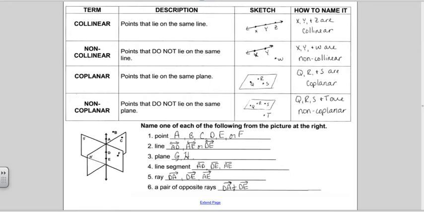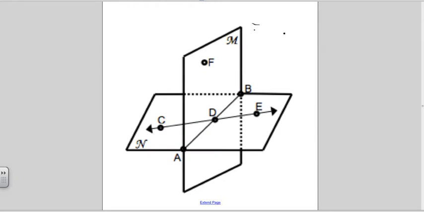For collinear and coplanar, remember what those mean. Points that lie on the same line, points that lie on the same plane. Be sure you know how to list points with commas in between. And then here's an example of each of those from this picture. And that's where we're going to start for 1 through 10, basically.